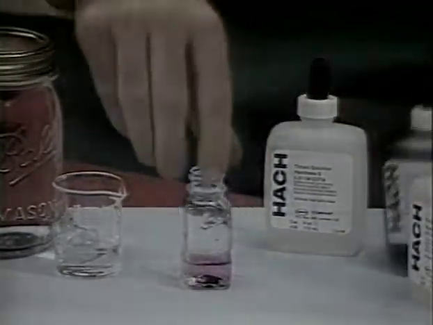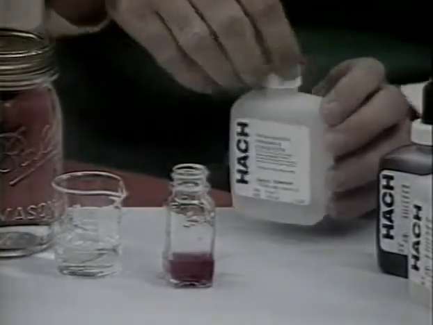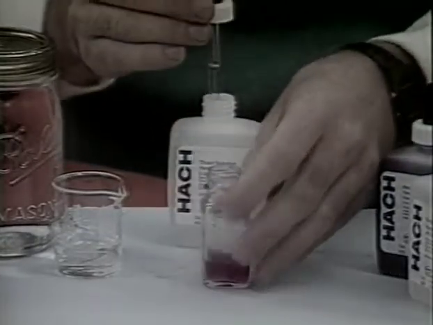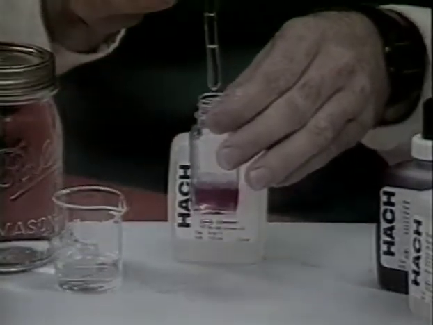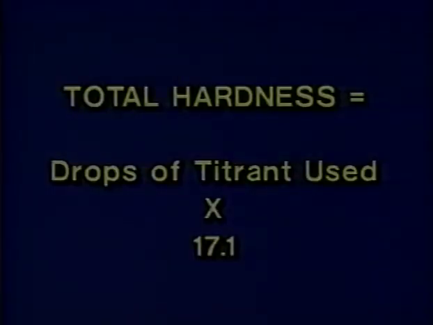Add titrant reagent drop by drop while swirling until the color changes from pink to blue. Remember to hold the dropper directly above the sample, taking care not to touch the dropper to the side of the mixing bottle. To calculate the total hardness, multiply the number of drops of titrant used by 17.1. The result is the total hardness as milligrams per liter calcium carbonate.